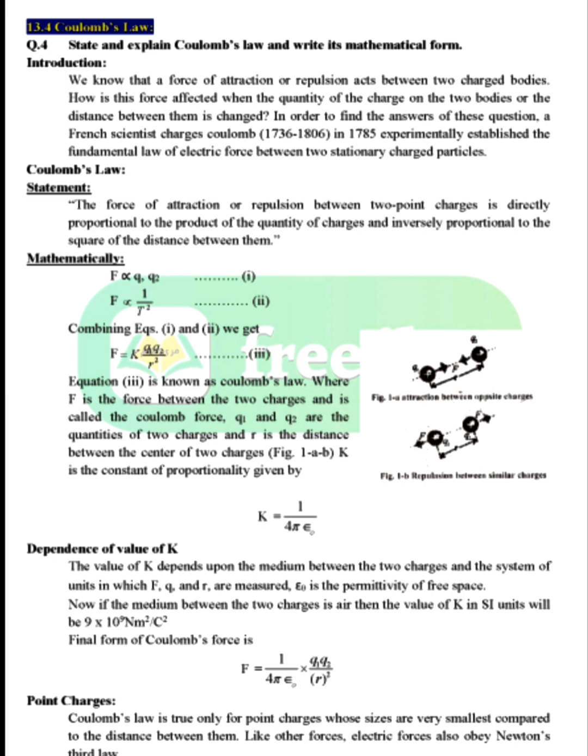If the medium between two charges is air, then the value of k is 9 multiplied by 10 raised to the power 9 newton meter squared per coulomb squared.